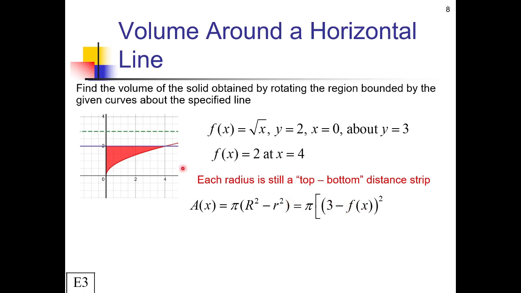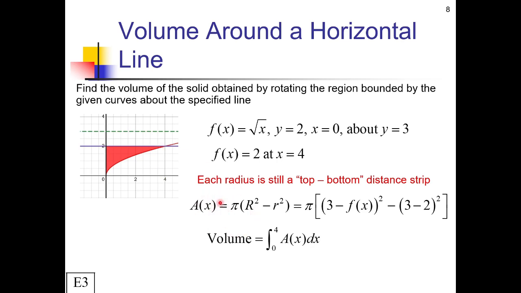Now for little r, again, that's the shorter distance. We're going to have 3 minus the inner part of the curve, which is always just the constant value of 2. So you can write 3 minus 2, squared, just to see where things are coming from, or you could have just simplified that right away. Dealer's choice. Either way, let's do our volume now. That's going to be the integral from, we said, 0 to 4 of A of x dx.